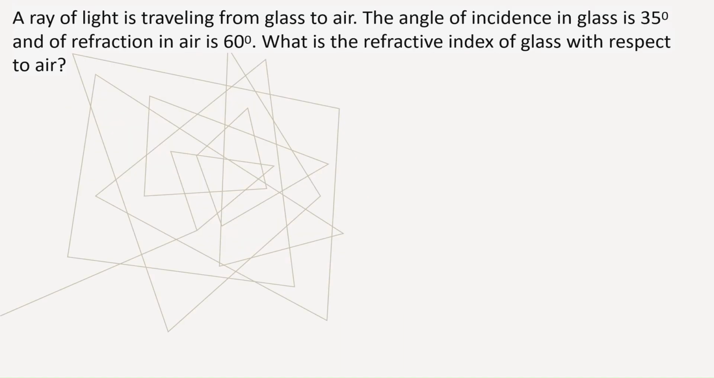A ray of light is traveling from glass to air. So this is important. It is traveling from glass to air. So it is in the glass first, then it goes to air. The angle of incidence in glass is 35 degrees and angle of refraction in air is 60 degrees. So let me show that here.